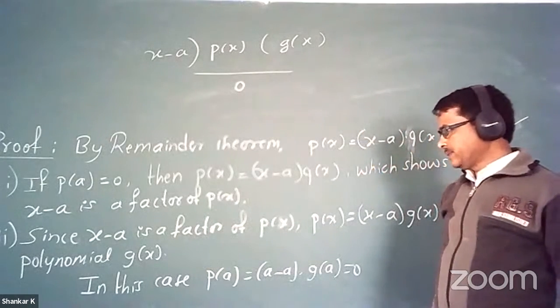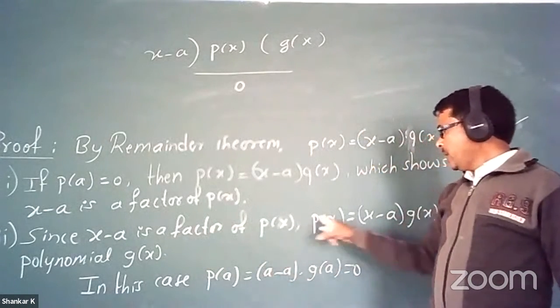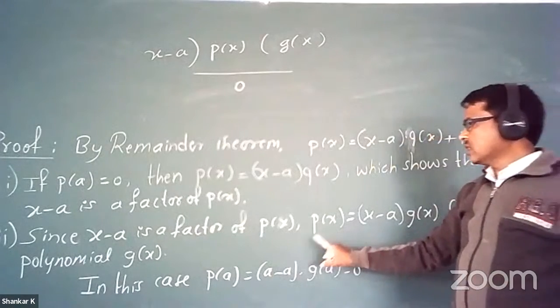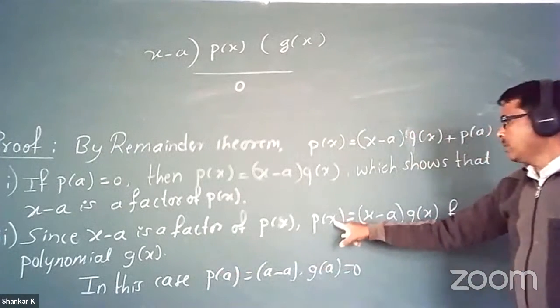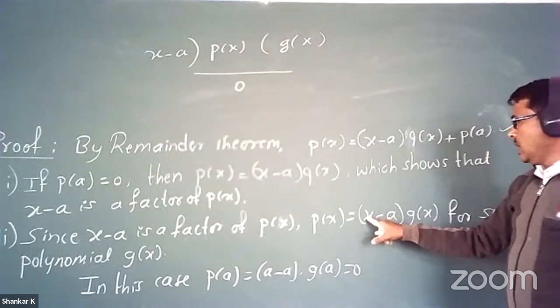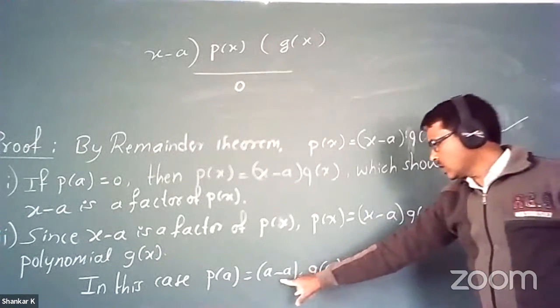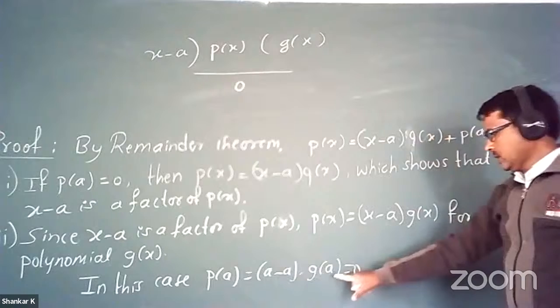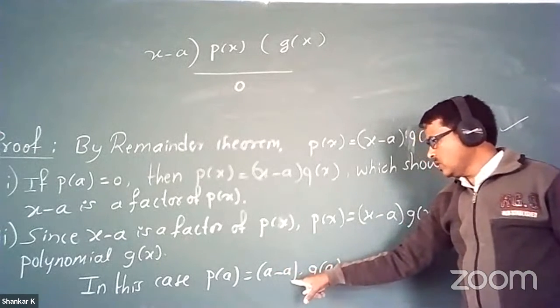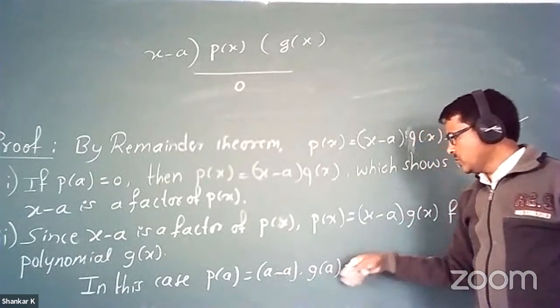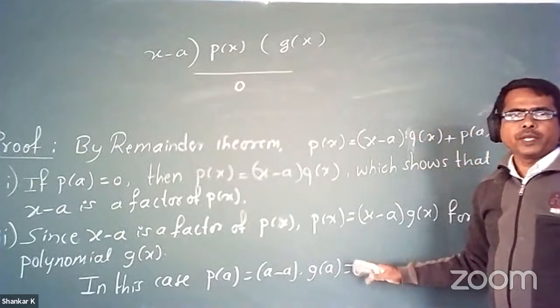In this case, calculate P of a. What happens? P of a becomes: x value a, a minus a here is 0, into G of x. So a minus a is 0, 0 into G of a is 0. Totally it is 0. So P of a is 0.